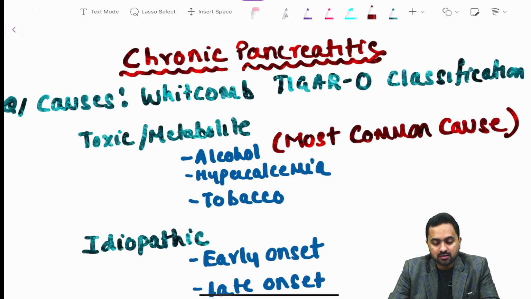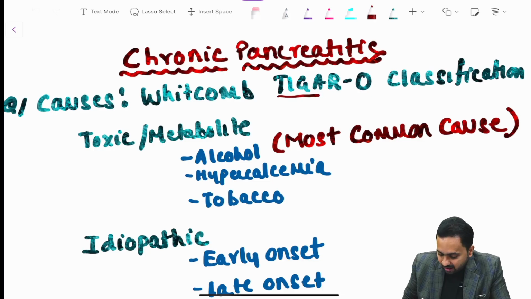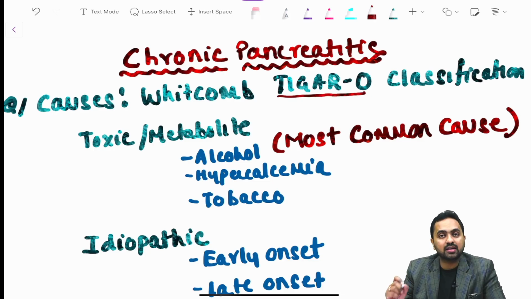Chronic pancreatitis. So let's discuss the important MCQ points on chronic pancreatitis. The first question that is asked is regarding the causes. So there is the classification with respect to the causes which was given by Whitcomb, known as the TIGAR-O classification. So what is the TIGAR-O classification?